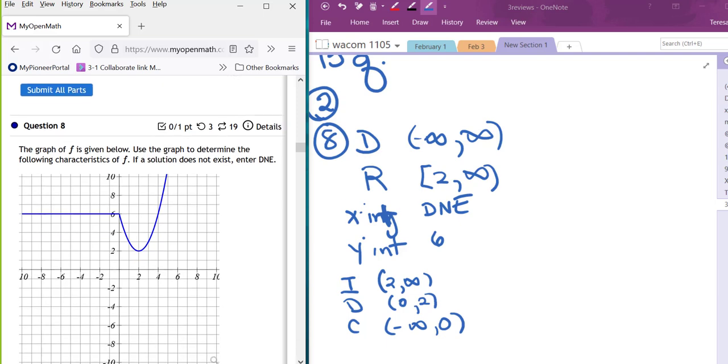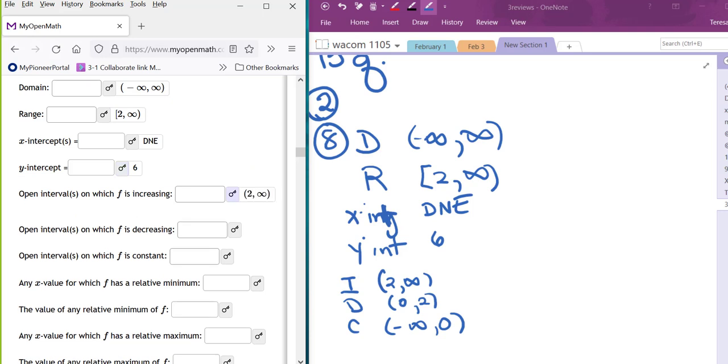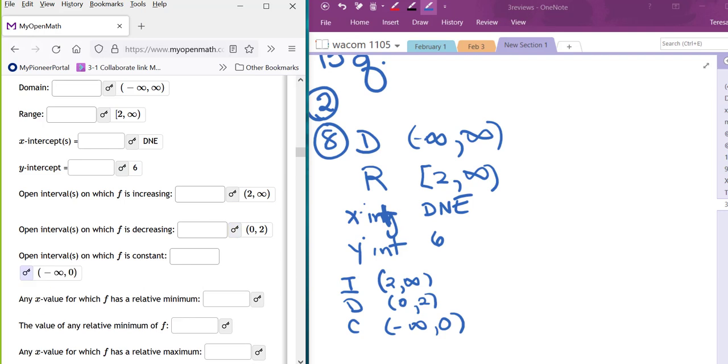So we'll just check them. All right, increasing 2 to infinity, decreasing 0 to 2, constant negative infinity to 0. Just keep an eye out because sometimes your pictures have more than one.